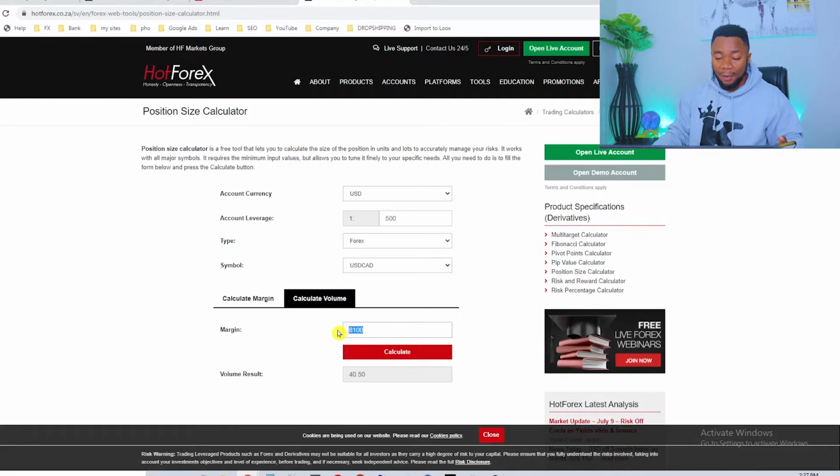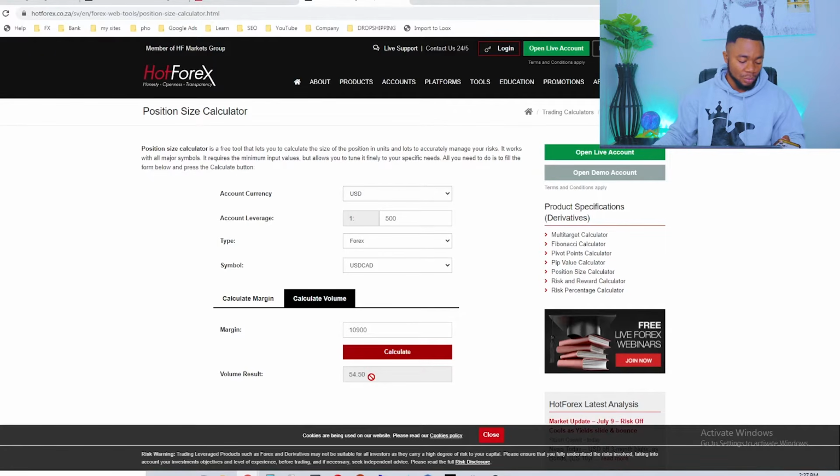Here, our margin is 10,900. That's our margin. The margin is the same as the account balance, right? So you just put it there and click on calculate. Good. So you see, with USD CAD, the maximum lot size we can use with this strategy with a leverage of 1:500 is 54. As you can see, it's 54.